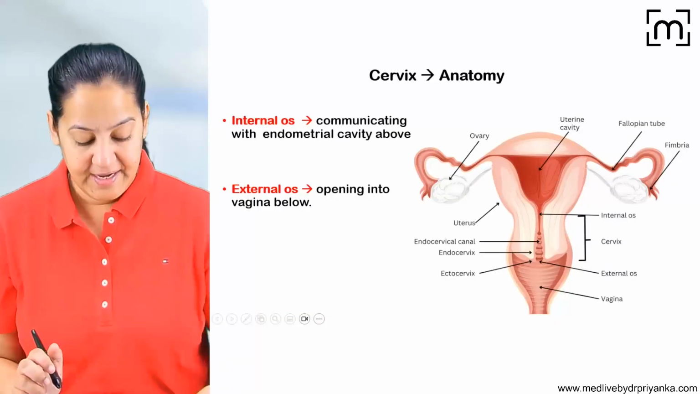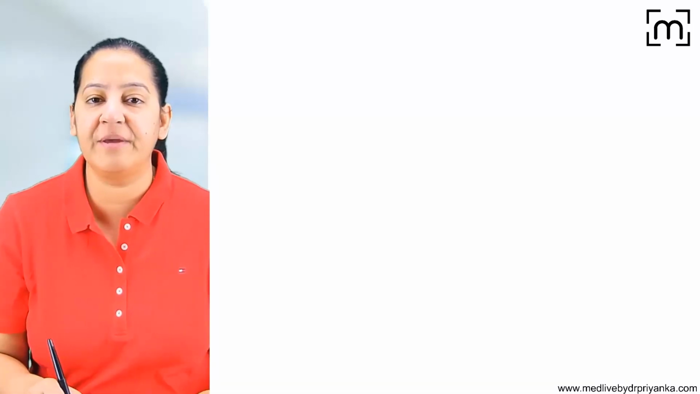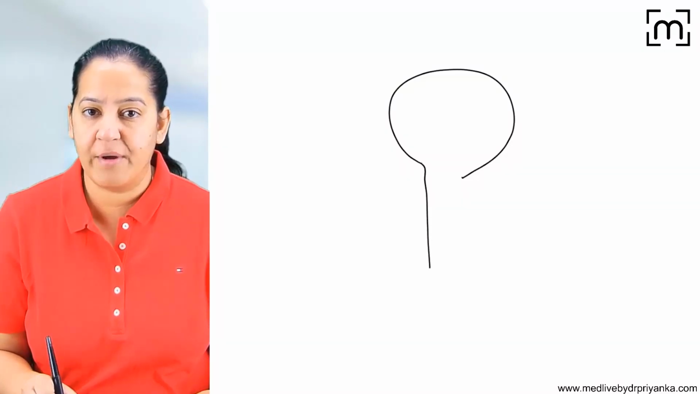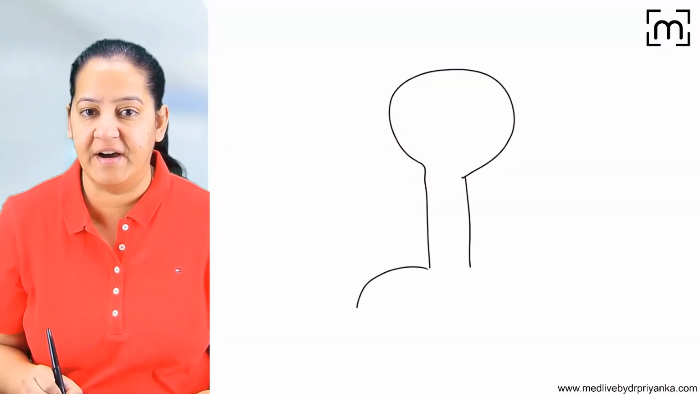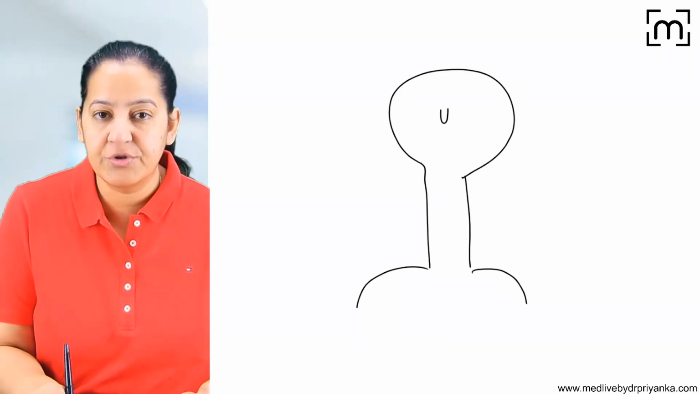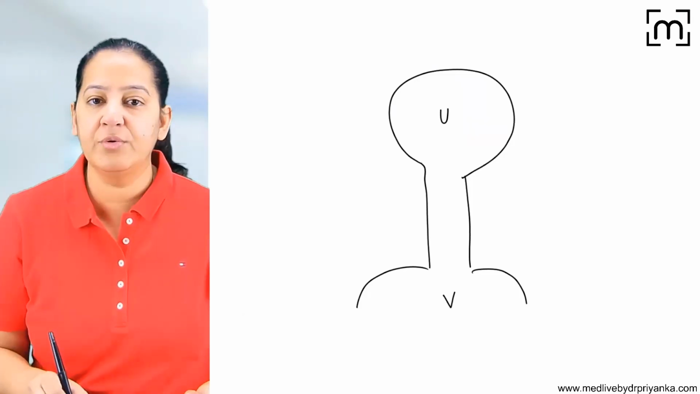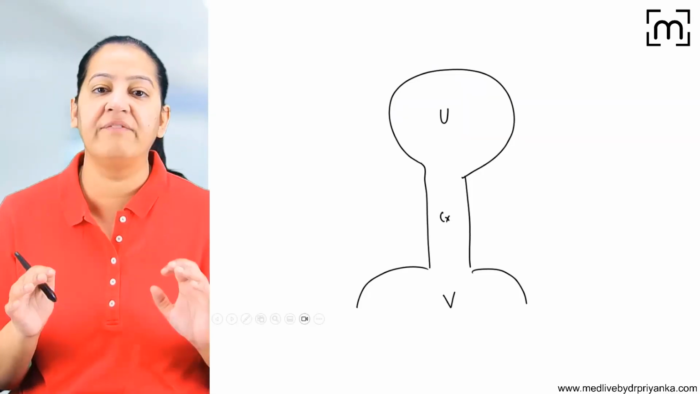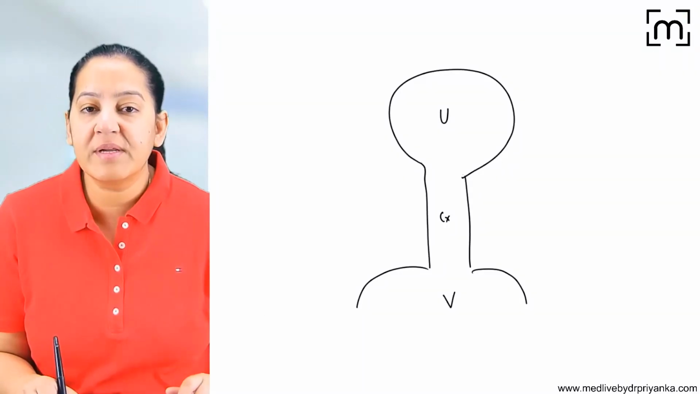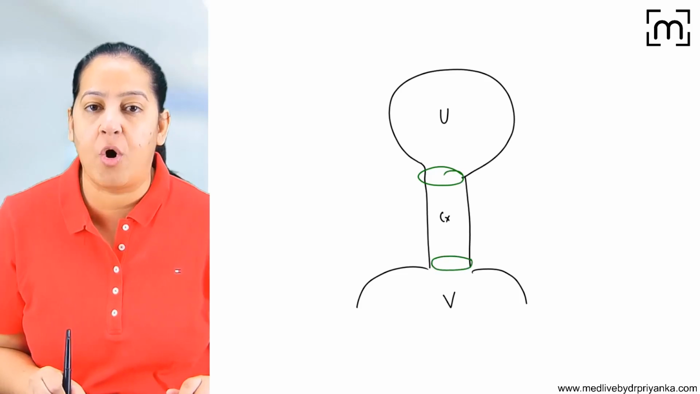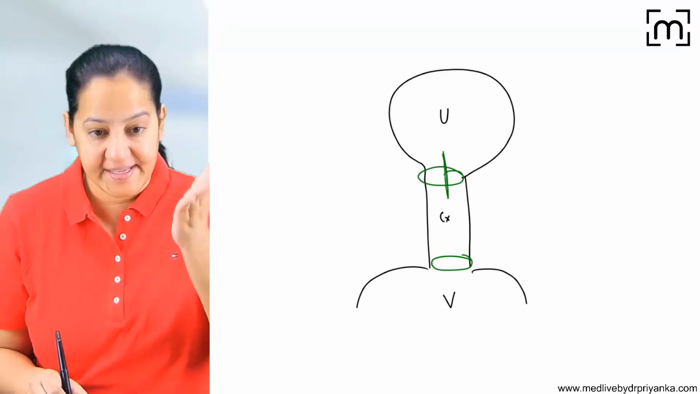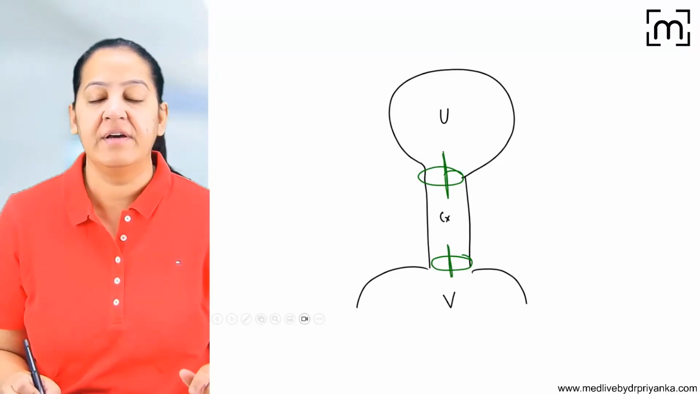So what is the cervix? In the female genital tract, let me draw the female reproductive system. Here I am drawing the uterus, here the cervix, and here the vagina. You can see the cervix is the organ which connects the uterus and the vagina. The cervix has two os. This is known as the internal os and this is known as the external os. The internal os is the connectivity between the cervix and the endometrial cavity of the uterus, and the external os is the connectivity between the cervix and the vagina. So this is the normal diagram.